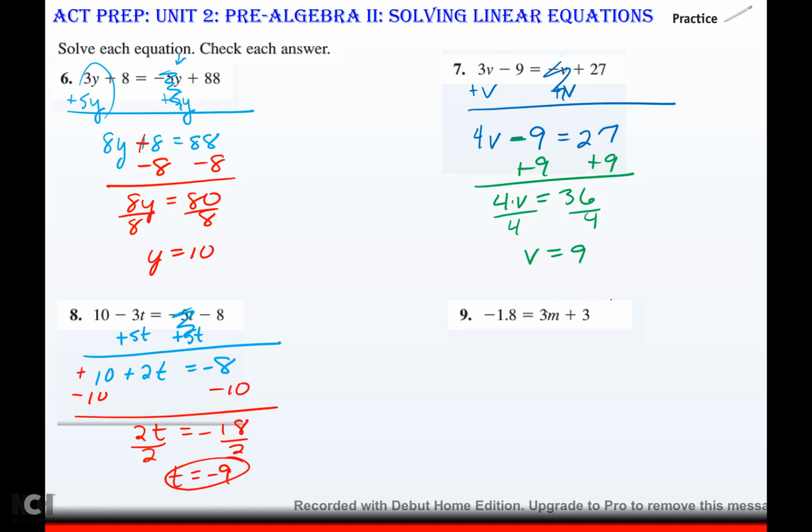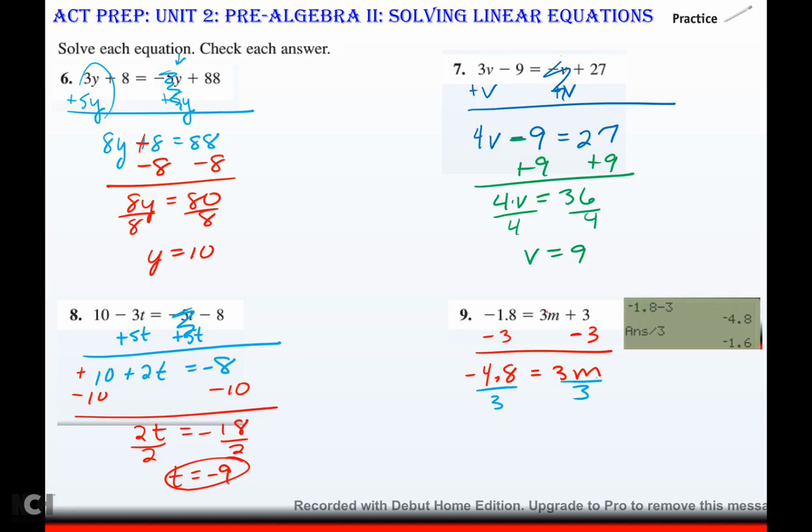Alright, over here, they're multiplying and adding. I've got to undo the adding first, so I minus 3 minus 3. And that gives me negative 4.8 equals 3m. To undo multiplying by 3, I'm going to divide by 3 on both sides. And I get m equals a negative 1.6. Okay.